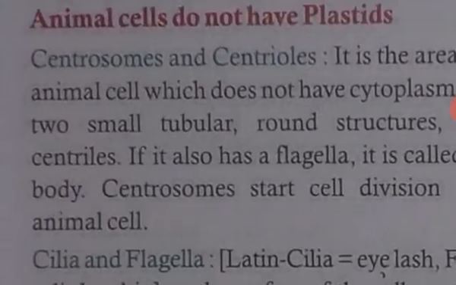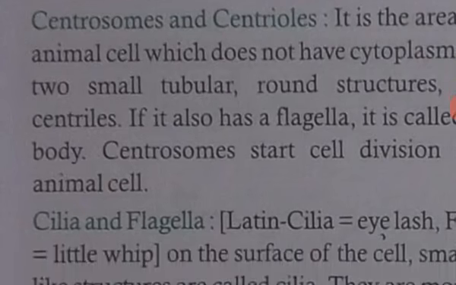And the next is centrosome and centrioles. The centrosome is a star-like structure consisting of centrioles. The pair of centrioles along with its cytoplasmic body is called the centrosome. Each centriole is a hollow cylindrical structure not bounded by a membrane, and its function is that it helps in cell division.